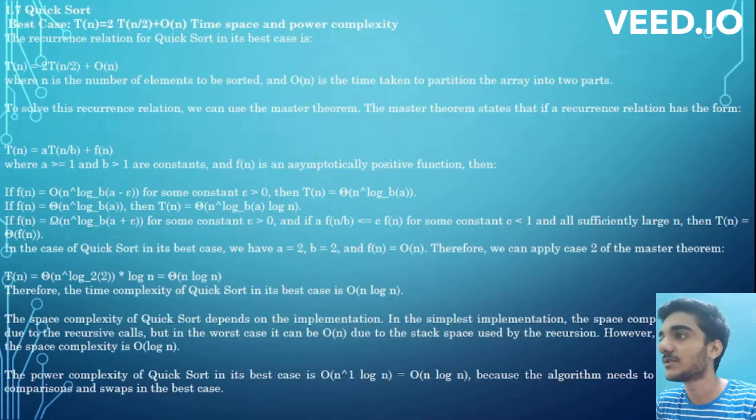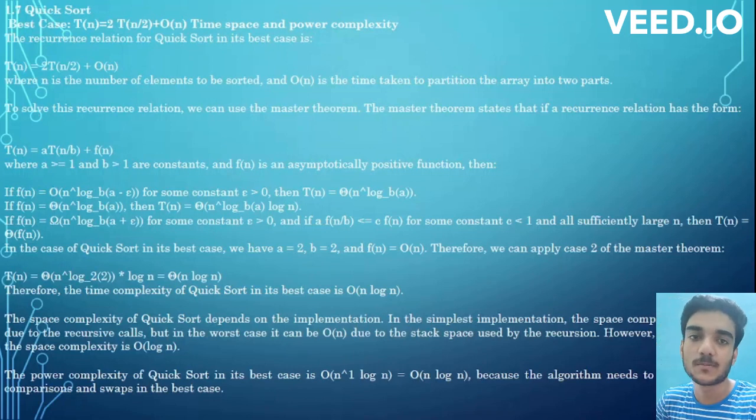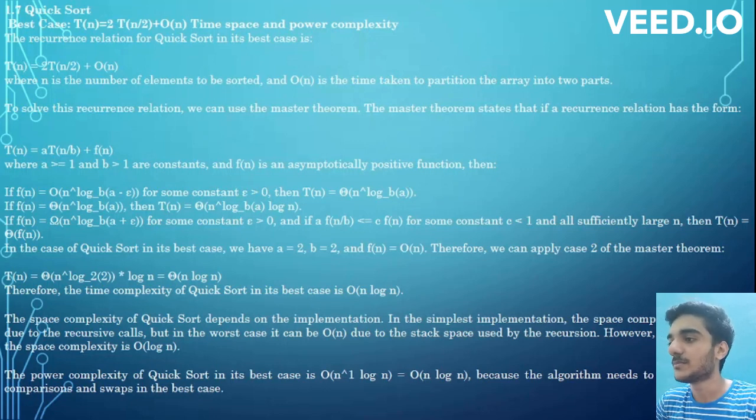Quicksort best case and average case time complexity are the same, which is n log n, and has a recurrence relation T(n) = 2T(n/2) + O(n), which can be solved using Master's theorem. And the space complexity of quicksort is O(log n) due to the recursive calls, and the power complexity is n log n because the algorithm needs to perform n log n comparisons and swaps in the best case.